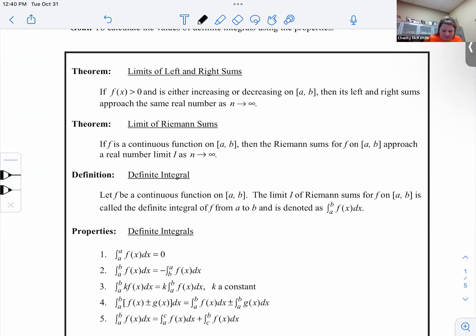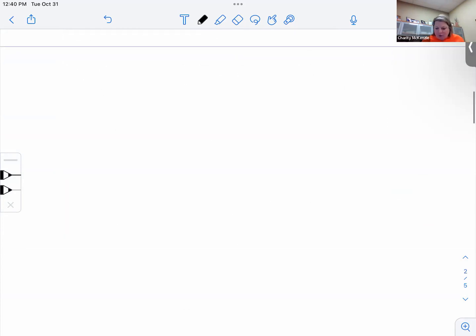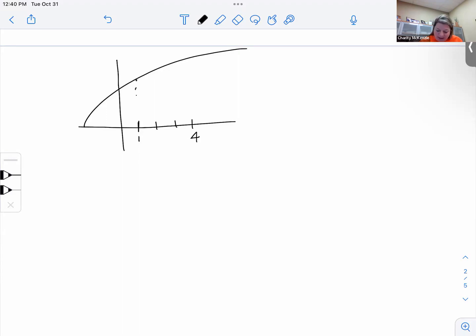So what I want you to think about is we will have some kind of a graph. So I'm just going to draw a graph that maybe goes something like this. There's our graph, right? This is an increasing graph. And let's say we want to know the area between number 1, 2, 3, 4, and number 4 here.